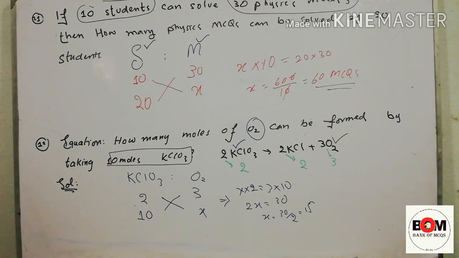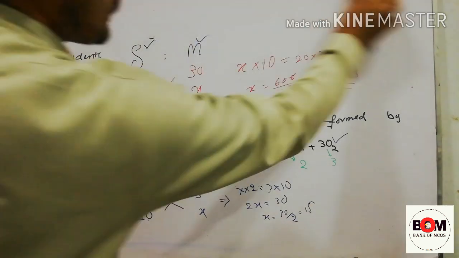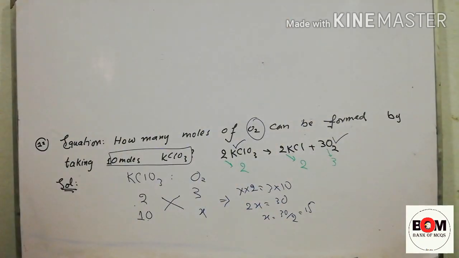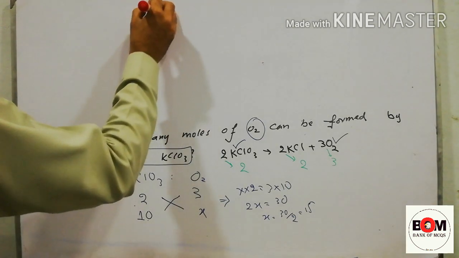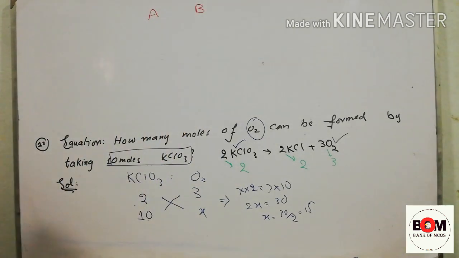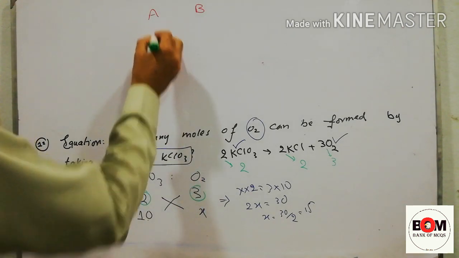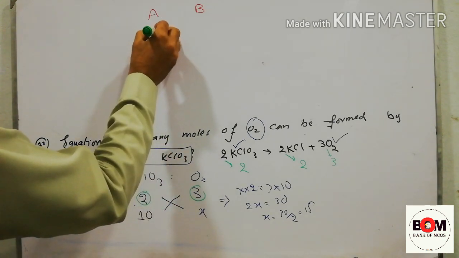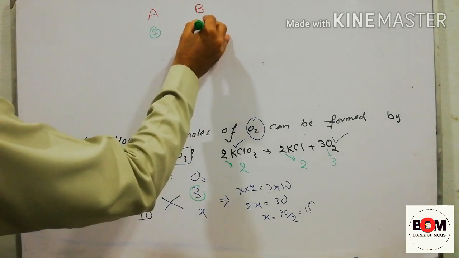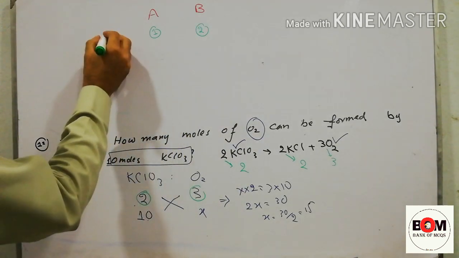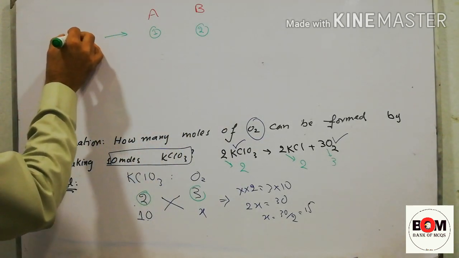But here I just want to show you a simple trick. They will always give us two substances that I represent here by A and B. These will be reactants, or both can be products, or one is a reactant and the other is a product. The next is we will get these two values, value 1 and value 2, always from the equation.